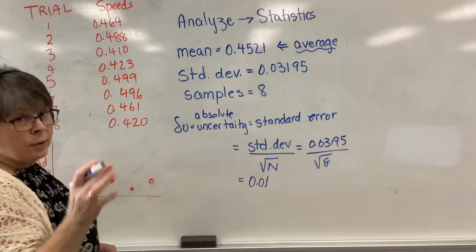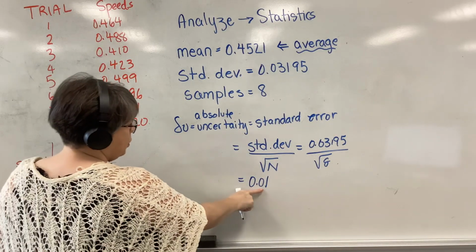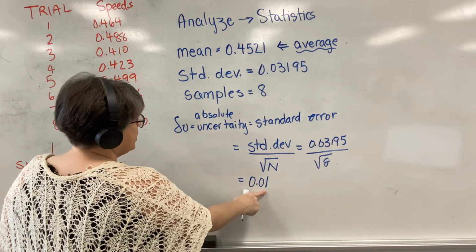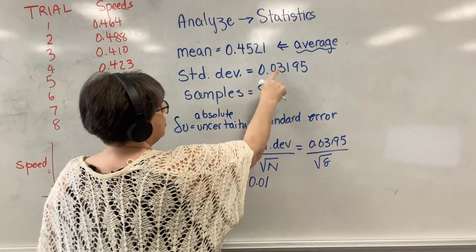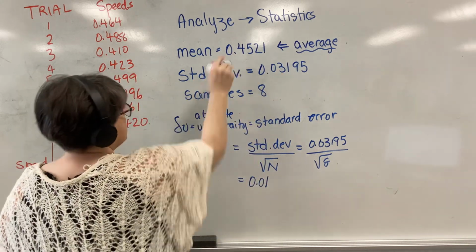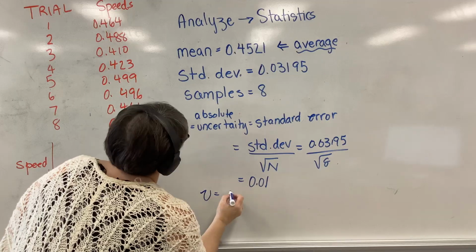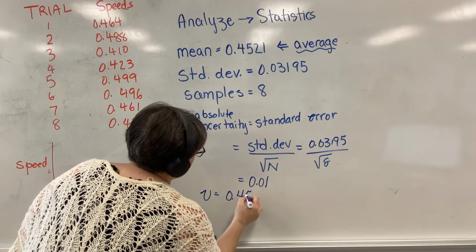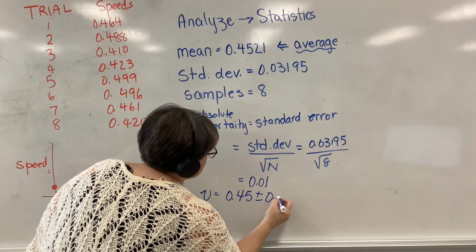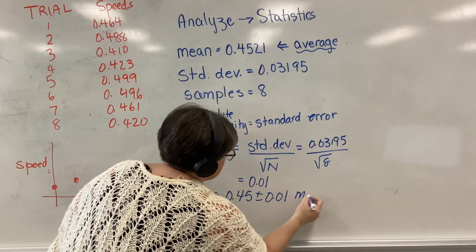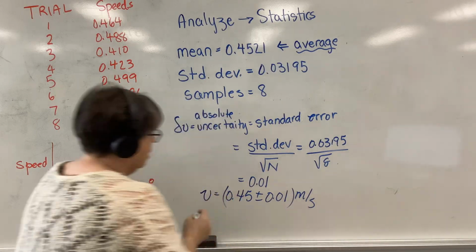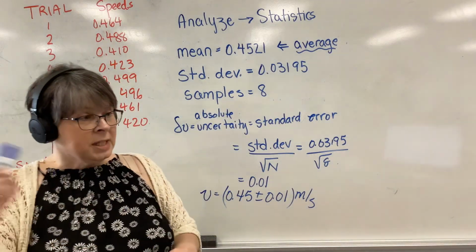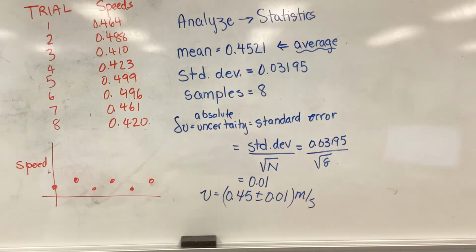And then you write down your answer in the correct form. So your uncertainty is 1 sig fig. This has 2 places after the decimal. So you round this, your mean, to 2 places after the decimal. So V is 0.45 plus or minus 0.01 meters per second. Okay, so that should take you through the bits of uncertainty you need to do lab number 1.